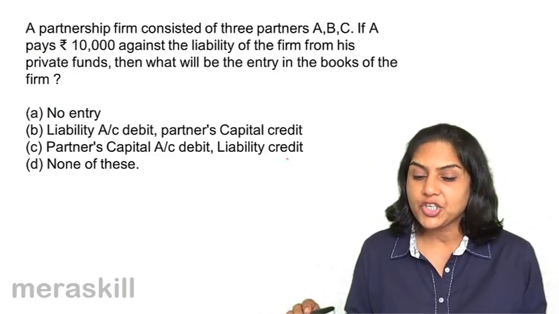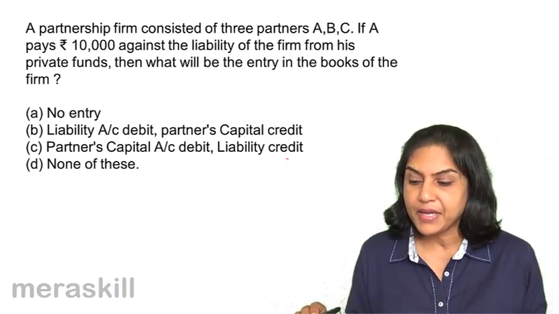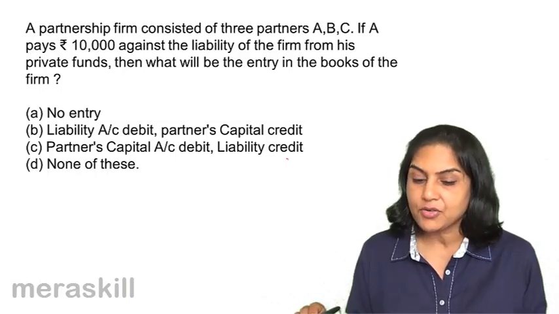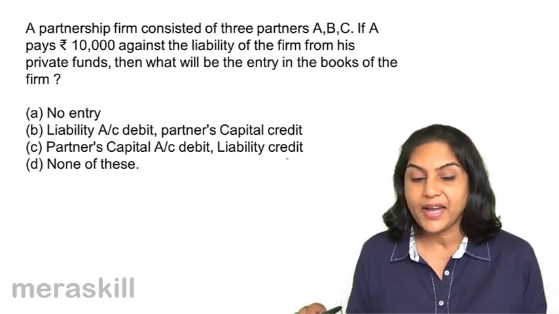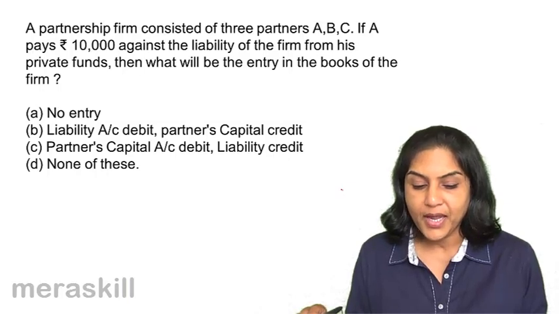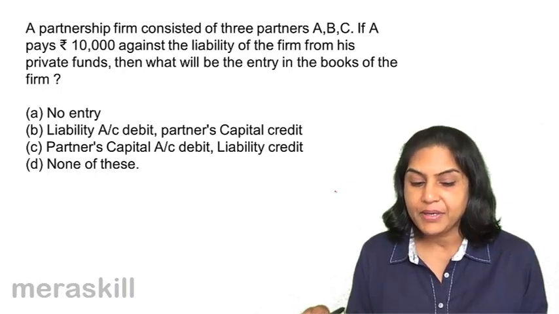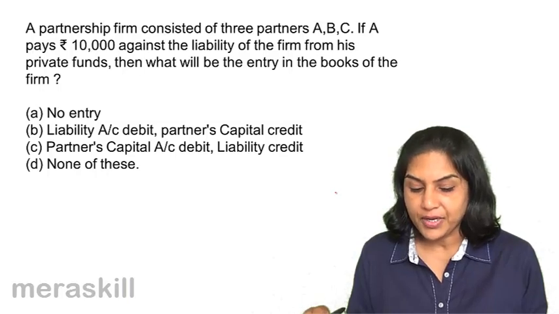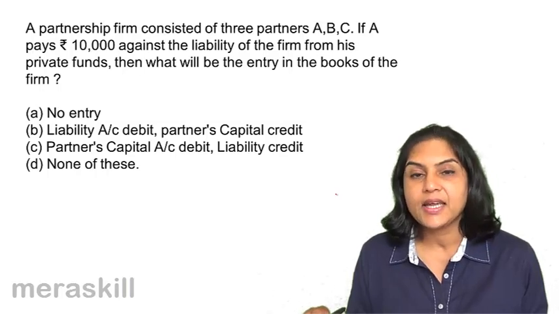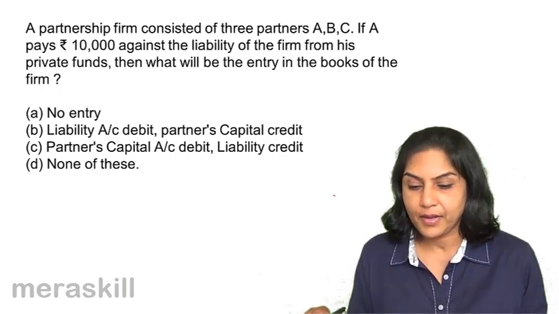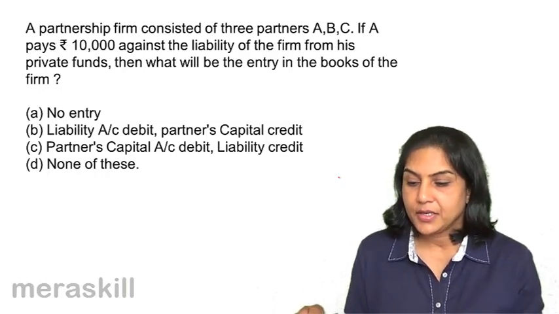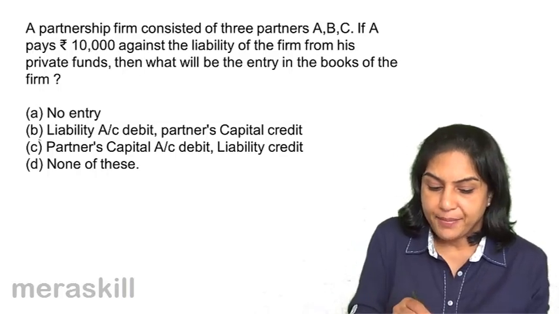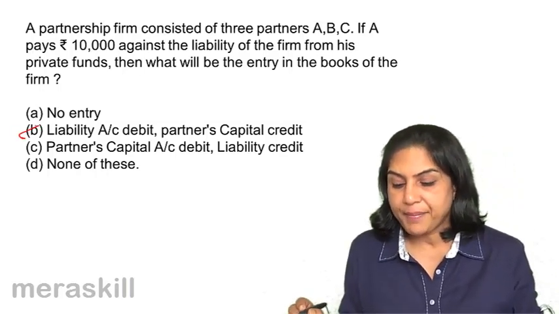Next, a partnership firm consisted of 3 partners A, B and C. If A pays 10,000 against the liability of the firm from his private funds, then what will be the entry in the books of the firm? A, no entry. B, liability account debit, partners capital account credit. C, partners capital account debit, liability credit. D, none of these. Now the correct answer here should be liability account debit, partners capital account credit.